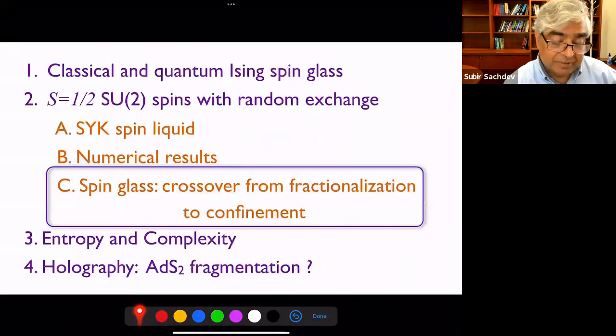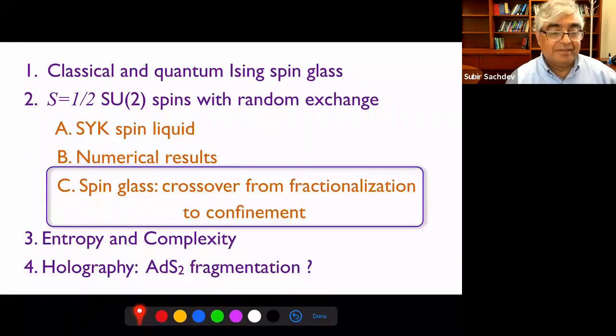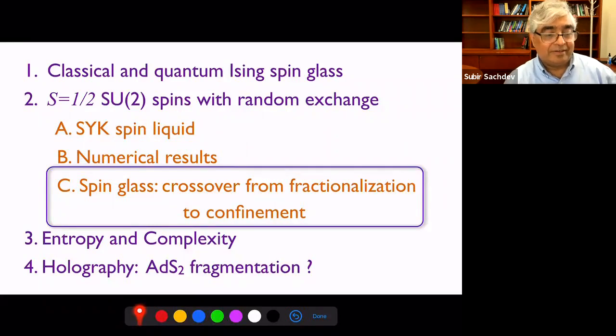All right, so that opens up the problem we started to address, the crossover. Can we now understand what's going on at finite M as you go to lower and lower frequencies? We understand the behavior at higher frequencies for SU2. That's the SYK spin liquid, and in numerics we see there's a spin glass.